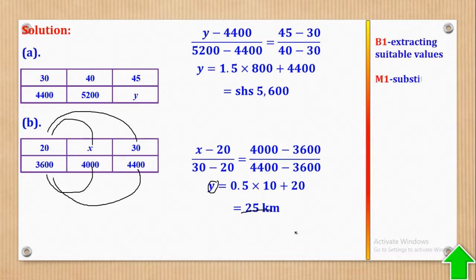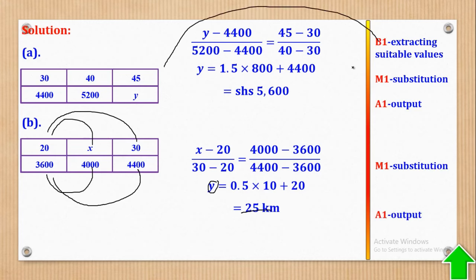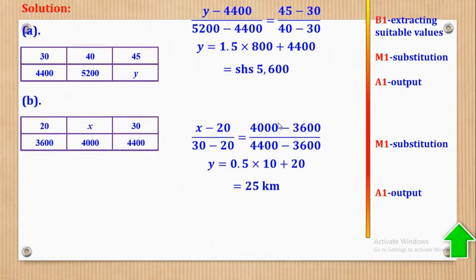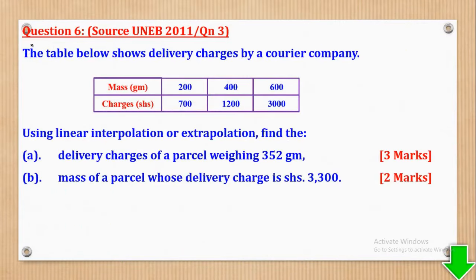Now let's see how much can be awarded. So B1 for this, M1 for this, A1 for that, M1 for this, A1 for that. So that was question 5.